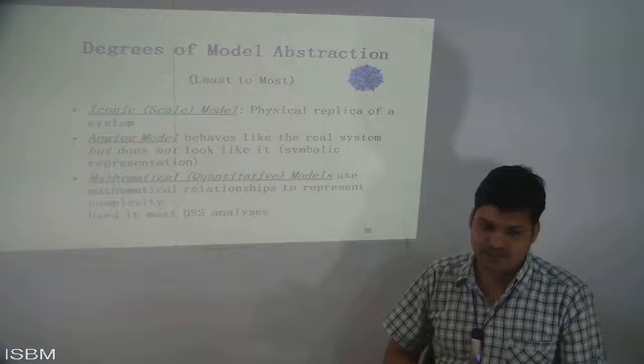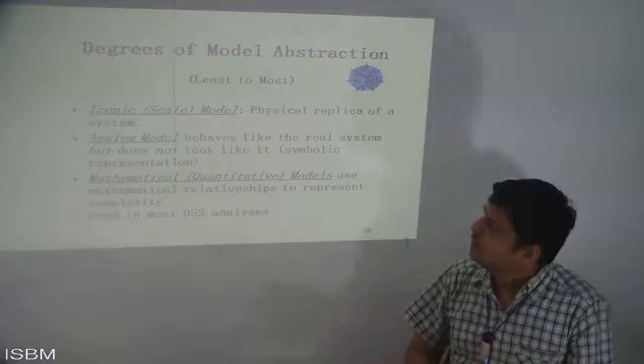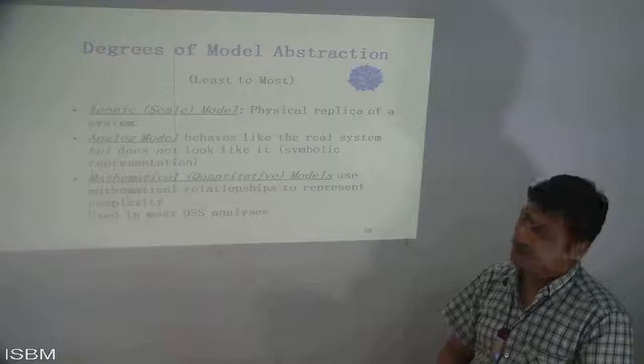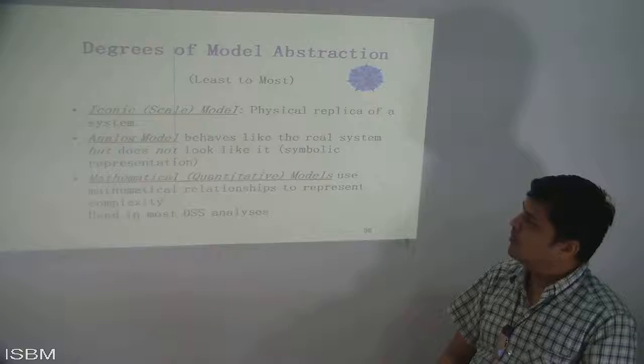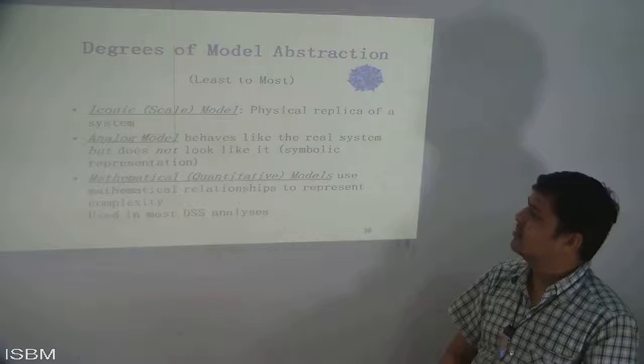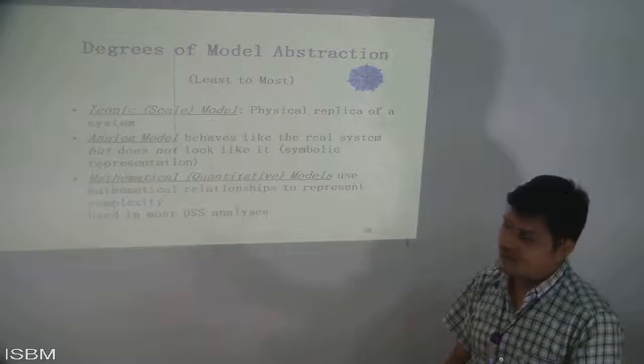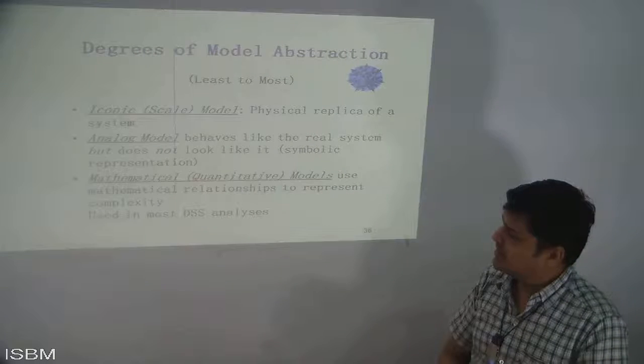Degree of model abstraction, from least to most. The iconic scale model is a physical replica of a system. The analog model behaves like the real system but does not look like it. Then comes the symbolic representation.